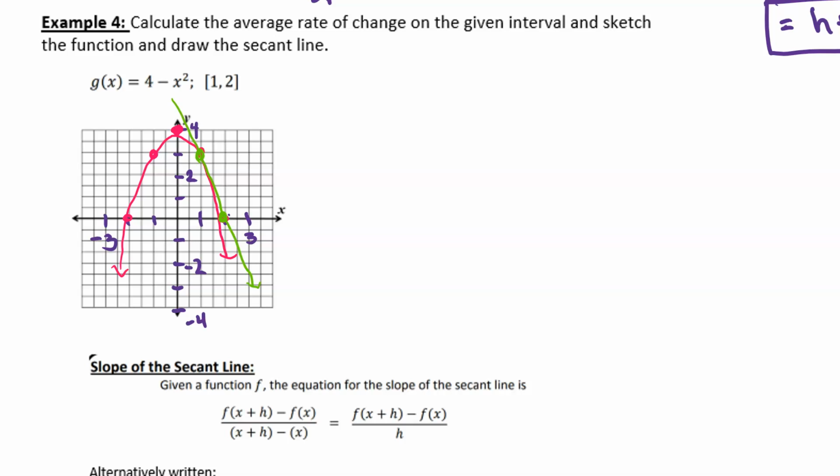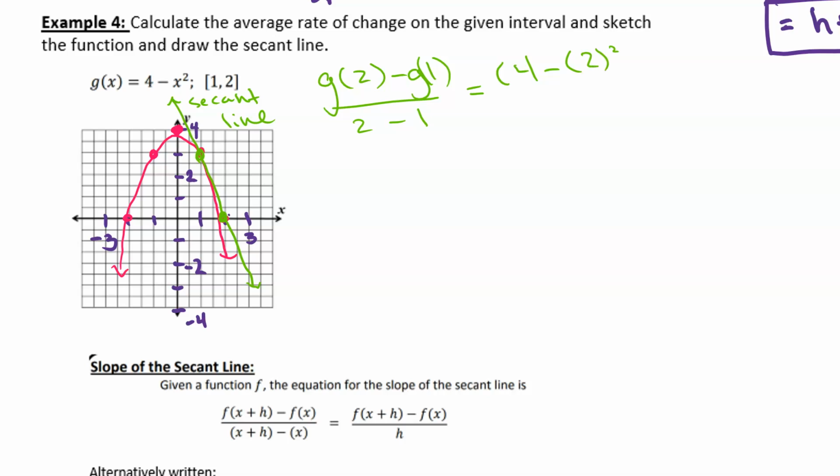So we're looking at the slope of that secant line. So remember, the green is the secant line. The slope of the secant line is the average rate of change. So I've got g of 2 minus g of 1 divided by 2 minus 1. So that's going to be 4 minus 2 squared minus 4 minus 1 squared divided by 2 minus 1.